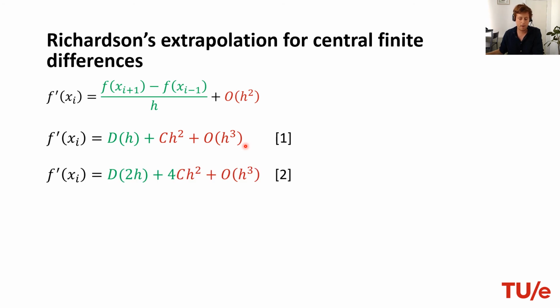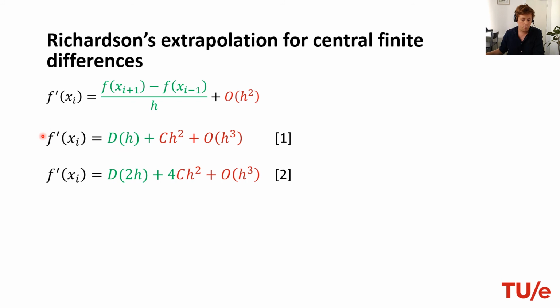Then in the second step, we evaluate this same right-hand side now not at a spacing of h, but we use 2h instead. So we replace h with 2h, both in this finite difference function, but also in the error terms. And if we plug in 2h instead of h, we get out 2 squared, which is 4 times c times h squared. The higher order terms, we're just going to keep them grouped under this order of h cubed.